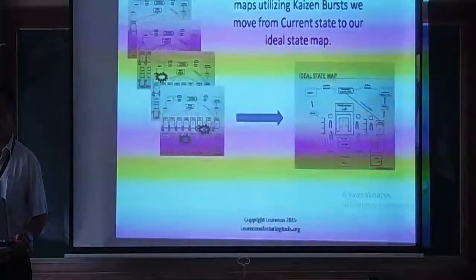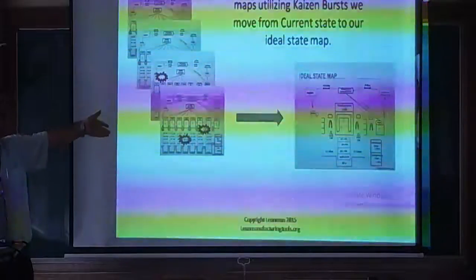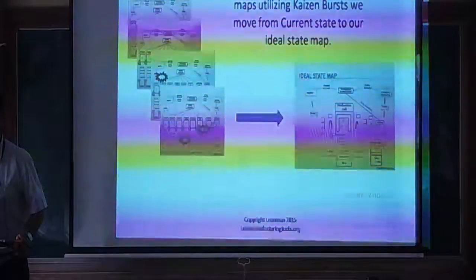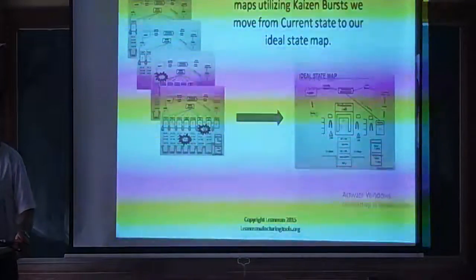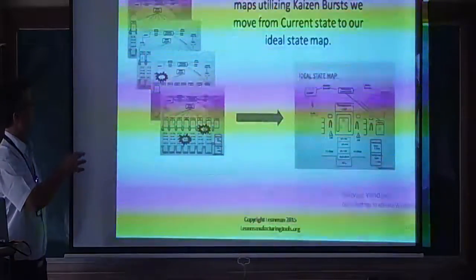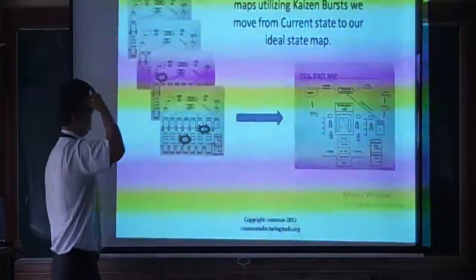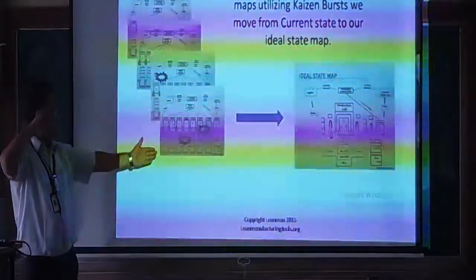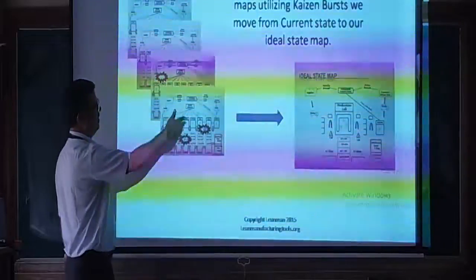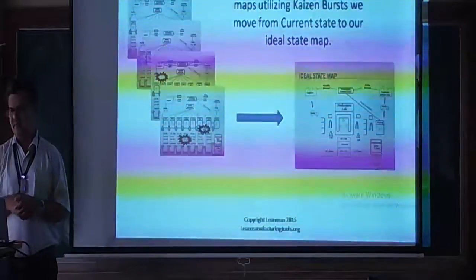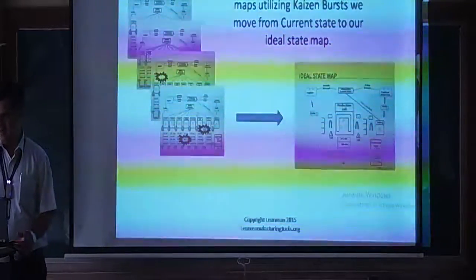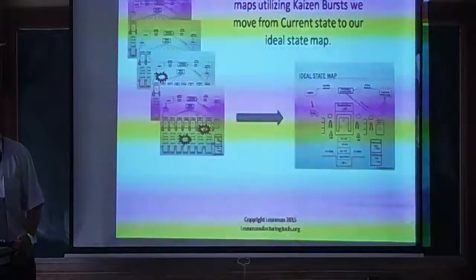Moving from the current state map to the ideal state map: through a series of future state maps utilizing Kaizen bursts, we move from the current state map to the ideal state map. Remember, you are identifying many areas where you can improve, maybe cycle time or other time nodes, processing time and so on. Ultimately, you draw the ideal state map, indicating the time taken at the end.